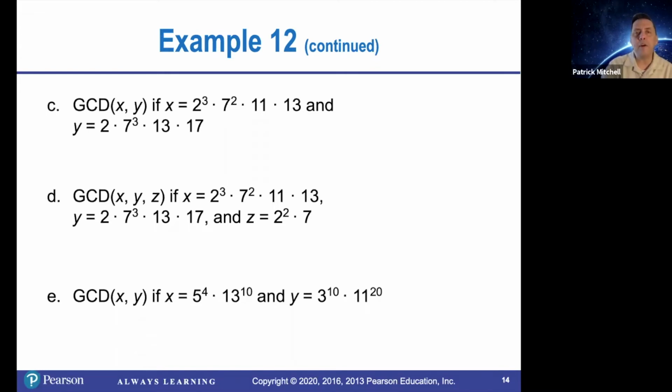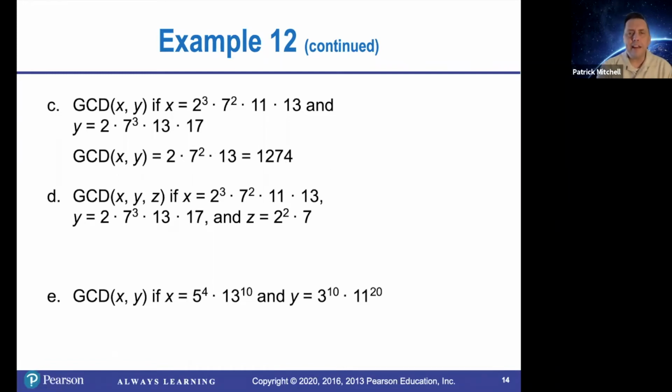The smallest power that 2 is ever raised to is first power. The smallest power that 7 is raised to is second power. And the smallest power that 13 is raised to, it's a tie, is first power. So that gives us 2 times 7 to the second times 13, which happens to be 1,274.